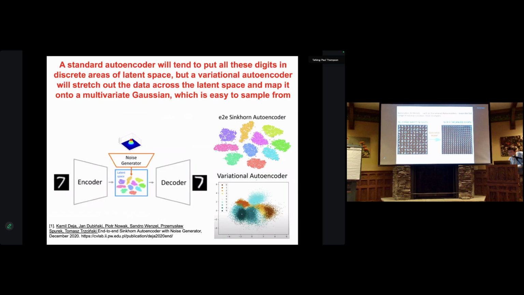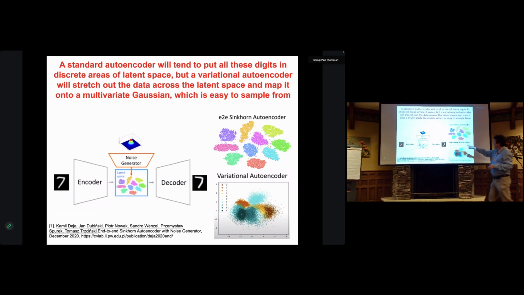So essentially, a standard autoencoder will put all these digits in discrete areas of the latent space. Here the latent space is 2D, but it can be a high-dimensional space. All the number 7s go over here, the number 8s go over here, the number 9s. And many of you have used UMAP or t-SNE or even PCA. I mean, there are ways to get high-dimensional data into a lower-dimensional space. And we're going to be using those to separate classes. We're going to be doing things that help us organize the data in a way where the classes are separated.